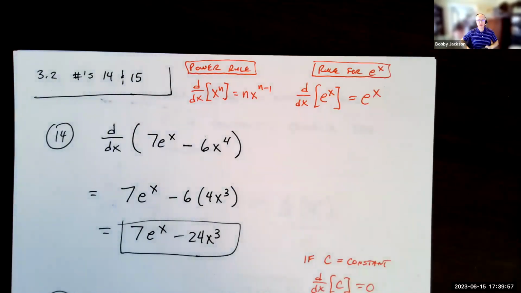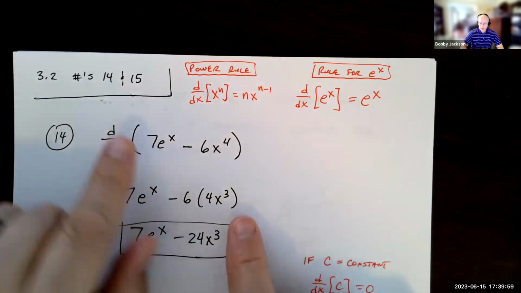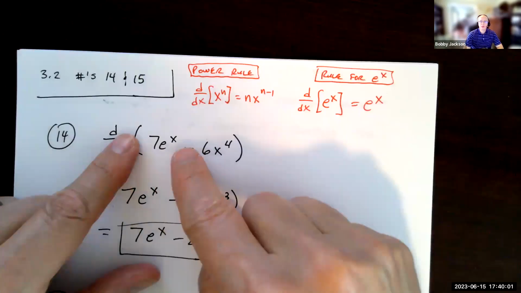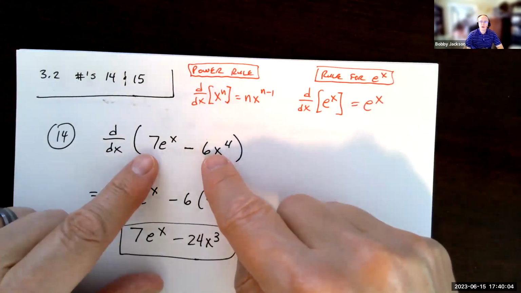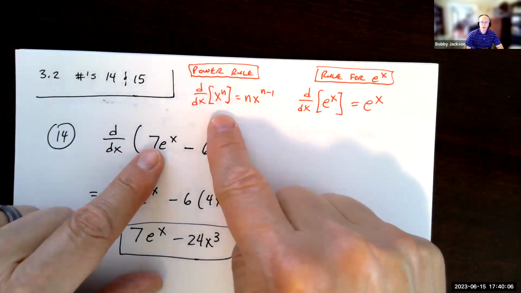Let's try numbers 14 and 15 real quick. In section 3.2, these are not with the limit definition. These are using our derivative rules. You should be familiar with the power rule.